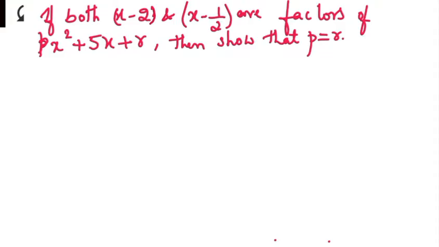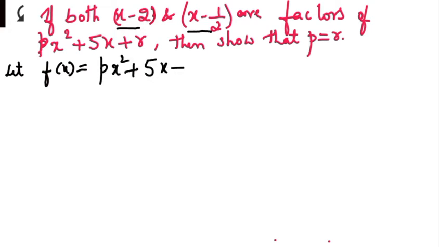See one more problem. If both x minus 2 and x minus 1 by 2 are factors of px square plus 5x plus r, then show that p is equal to r. So here it is given that x minus 2 and x minus 1 by 2 both are factors. First, let the given polynomial be f. Already p is there, so I am taking this as f. f of x is equal to px square plus 5x plus r.